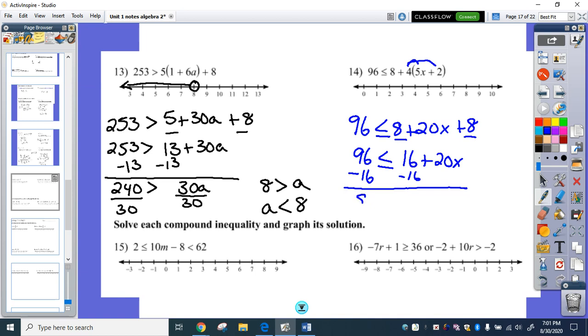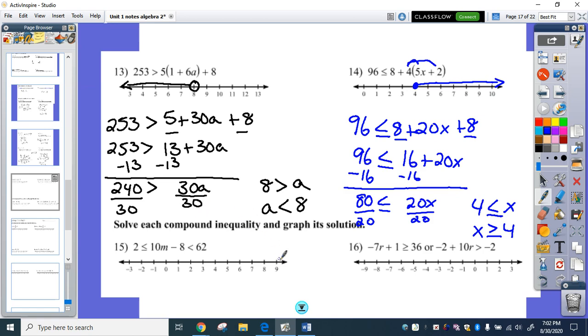That's going to leave us with 80 is less than or equal to 20x. Divide both sides by your 20. So we're left with 4 is less than or equal to x, and we'll switch it backwards and say x is greater than or equal to 4. Go back to our graph. Greater than or equal to means a closed dot. Greater than shades to the right.